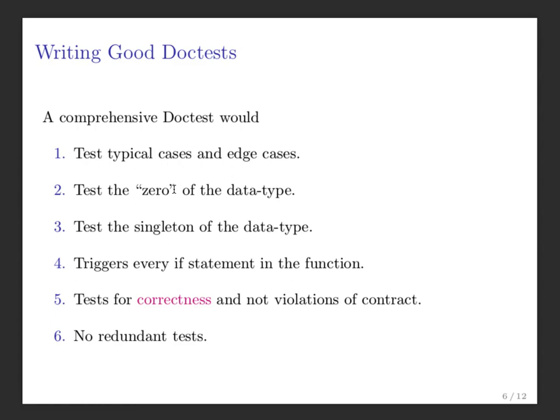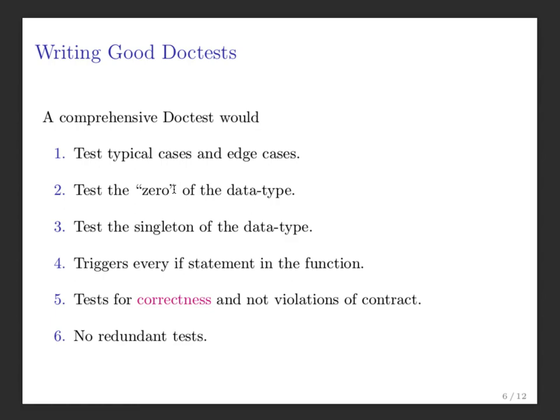You want to test the zeros of the data type. So in my factorial example, it happened to be the case that one of the edge cases was also a 0. But it is usually the case that the 0 or the empty type is an edge case. Right? So when I say 0, I mean literally 0 for numbers, like integers and floats. But I mean the thing that sort of acts as 0 in the data type.